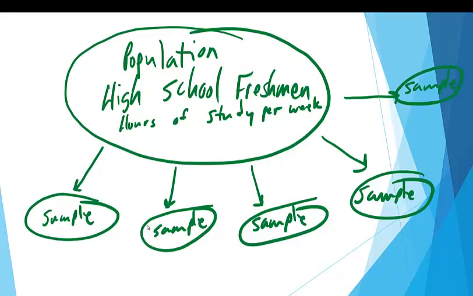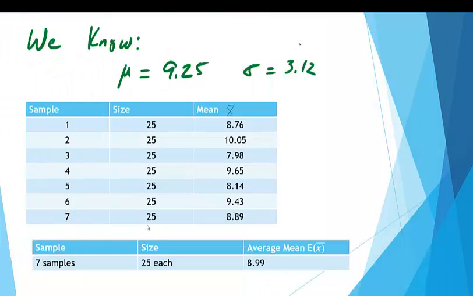But we want to draw some random samples of freshmen and we want to question them. Okay, and so that's how you see what we're doing here. Now, let's say that our population mean was 9.25 hours a week and our population standard deviation was 3.12.